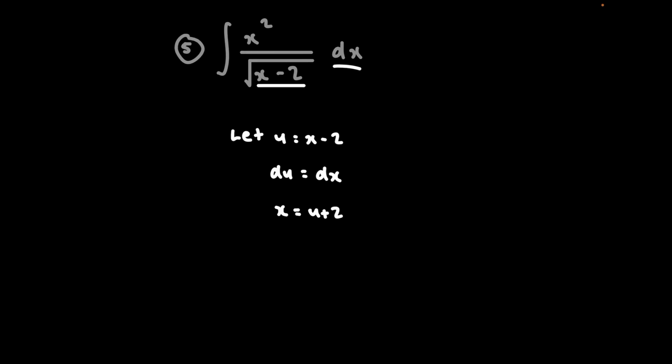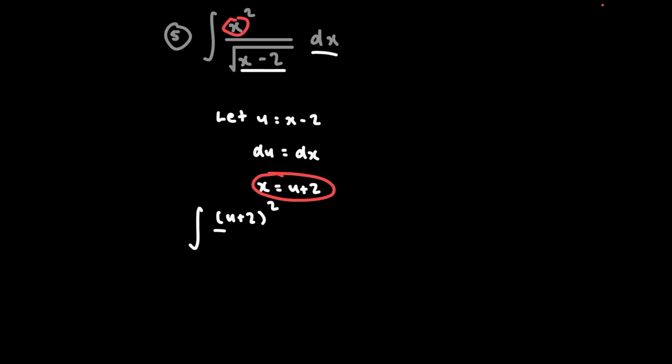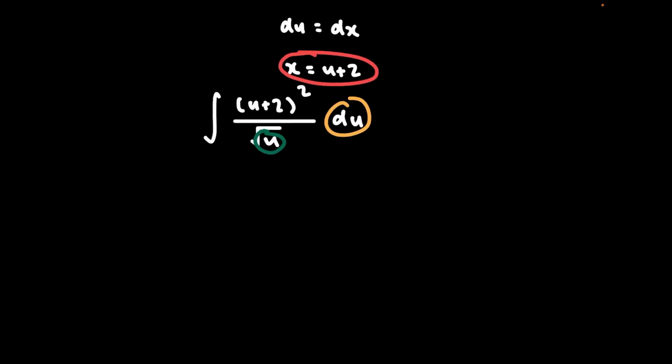So now that I have everything that I need, I can do the integral of u plus 2 to the power of 2, and I got this from saying x is equal to this. The integral of this is u plus 2 squared divided by the square root of u du, and the du came from here, so dx became du, and the square root u came from the x take 2. And let's keep going now.